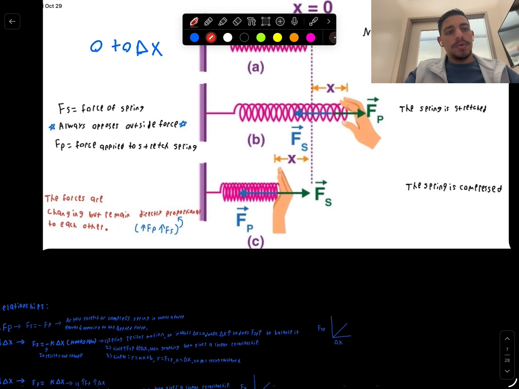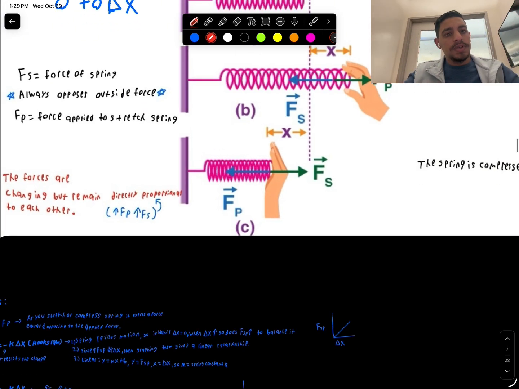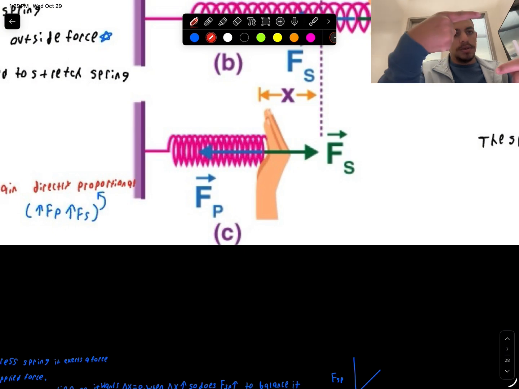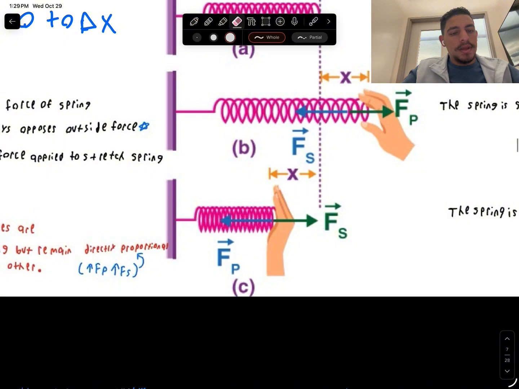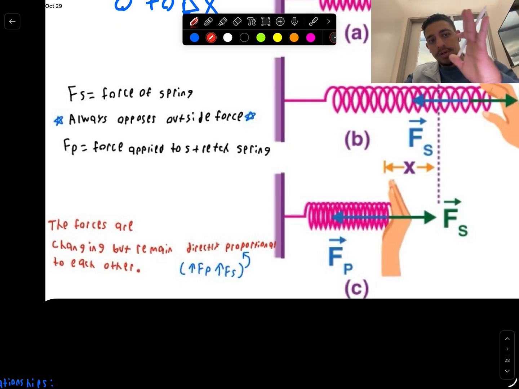Another example of this is when you compress a spring, you push it in really tightly. The force of the spring now goes this way to the right, and the force of your hand goes to the left. So they're still opposite, right? And so that's important to keep in mind, is that they're always going to be in opposite directions. The force of the spring is always going to oppose the motion being done to it, right? And we see here that it always opposes the outside force. So if you push on a spring, it'll push back. If you pull a spring, it'll try to get pulled back, okay?